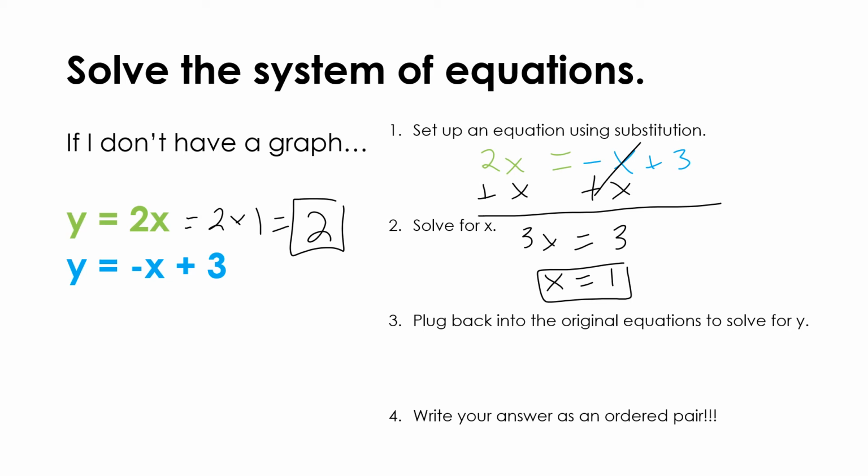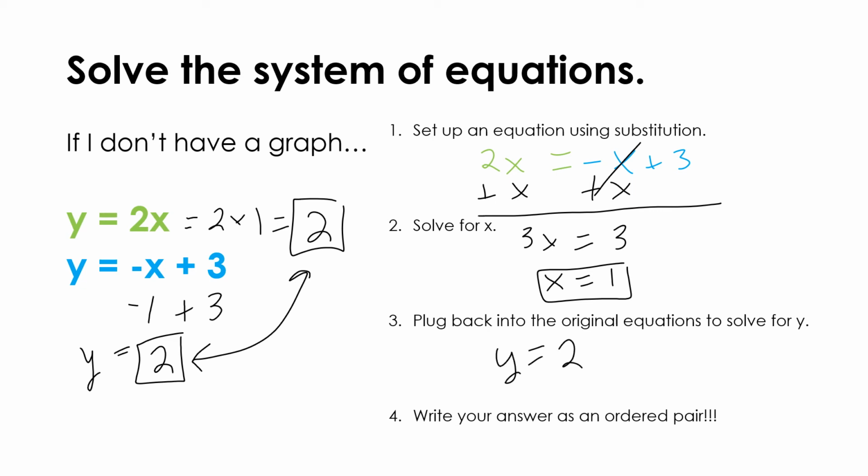If I plug in 1 to the second equation here, I'm going to make it negative 1 instead of negative x plus 3. Negative 1 plus 3 gives me 2. So when x is 1 in the second equation, y is also 2. So since those guys match, that's awesome, right? That was our goal.